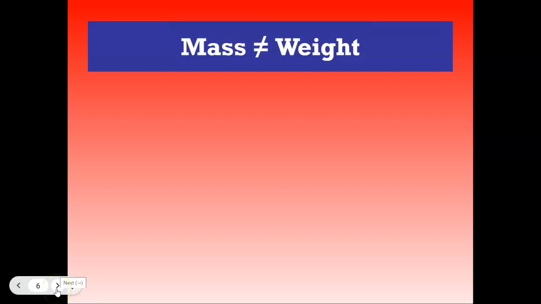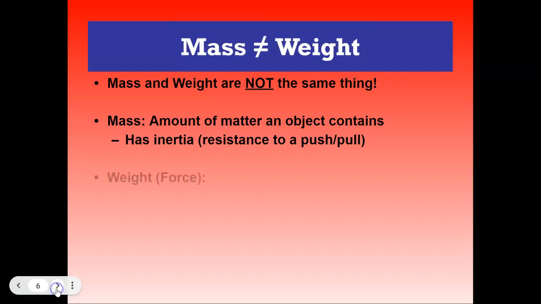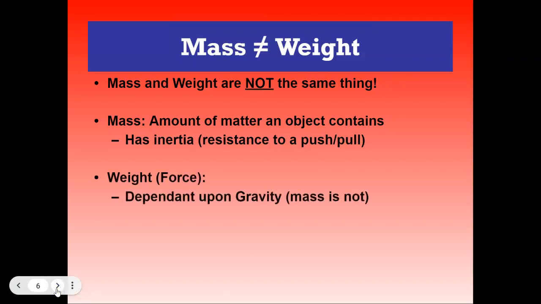Okay, so we have to make sure we know the two things are not the same. Mass is the amount of matter an object contains. It has inertia, aka a resistance to a push or a pull, and we'll talk about inertia a little bit more later on this week. And then the weight or the force is dependent upon gravity. The mass is not. So mass is independent of gravity. So your mass doesn't change.